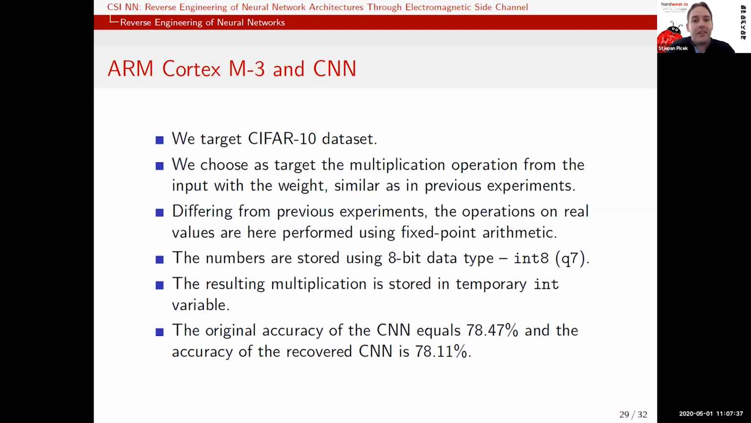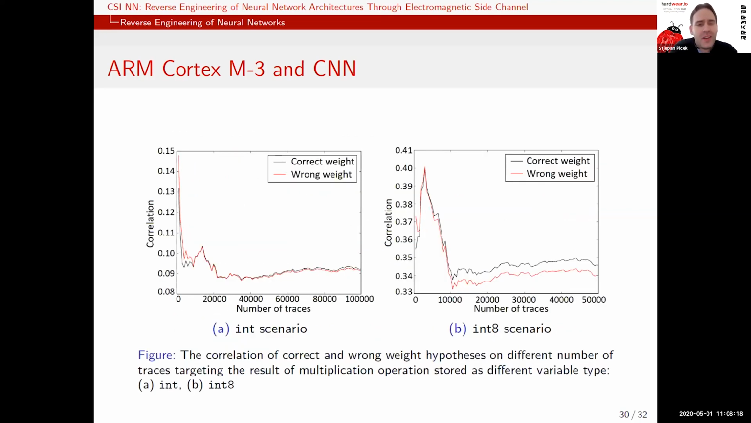We used the CIFAR-10 dataset. It's a common dataset in the machine learning domain. Some small differences here for the attack on CNN because we need to do operations using fixed point arithmetic. I will not bother you now with details. What's important to say, the original performance 78.47%, what we reconstruct 78.11%. Actually, well, the difference is still very, very small, but we can see attacking CNNs is very difficult compared to attacking multilayer perceptrons.